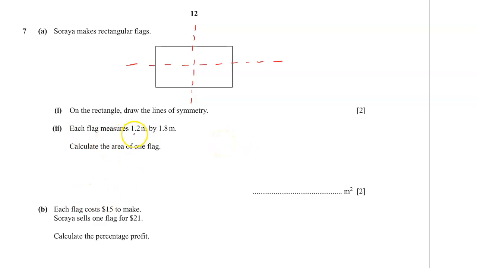Each flag measures 1.2 by 1.8 meters. Calculate the area of the flag. Area is equal to length times width. 1.8 times 1.2 will give you 2.16 meters squared.